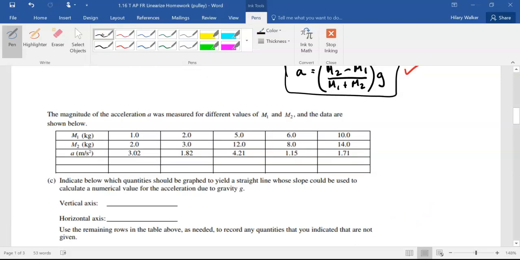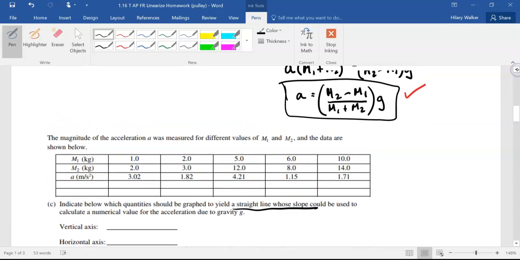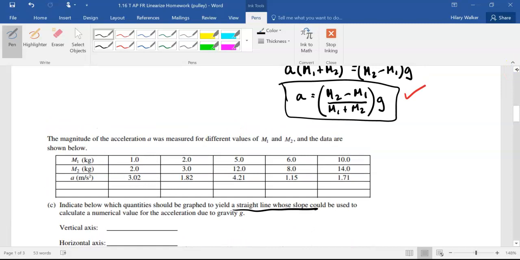Okay, so C is when it starts to get tricky. We want to indicate which quantity should be graphed to yield a straight line whose slope could be used to calculate a numerical value for the acceleration due to gravity g. Anytime you see something like that, you know that you're going to be linearizing. You have some equation right here. So let's go ahead and look at it.